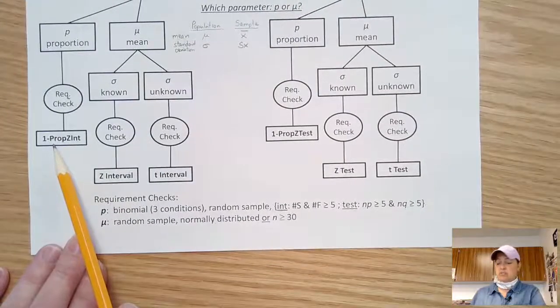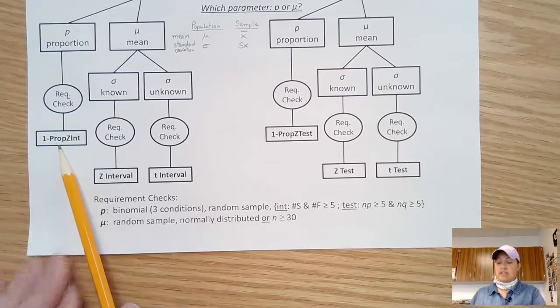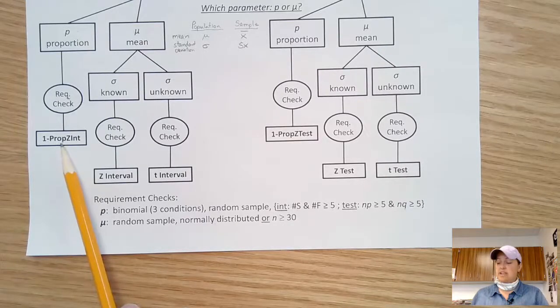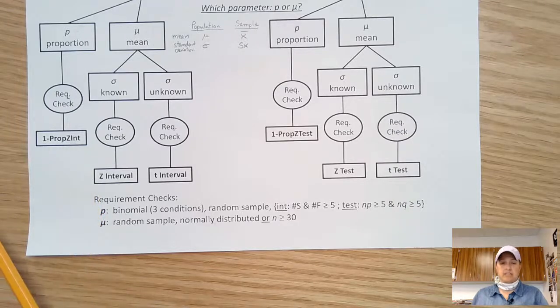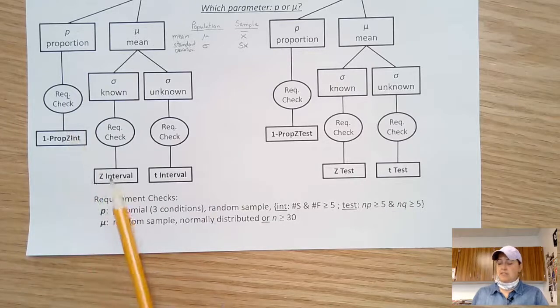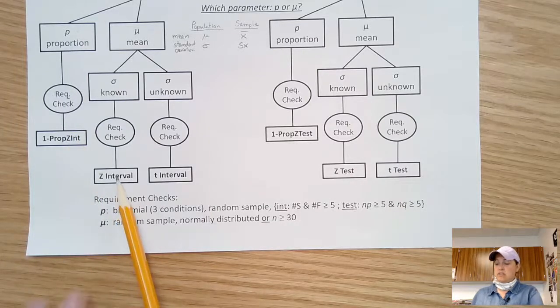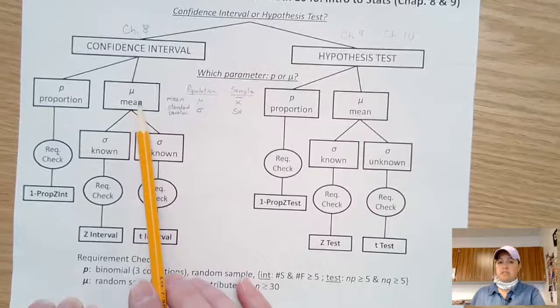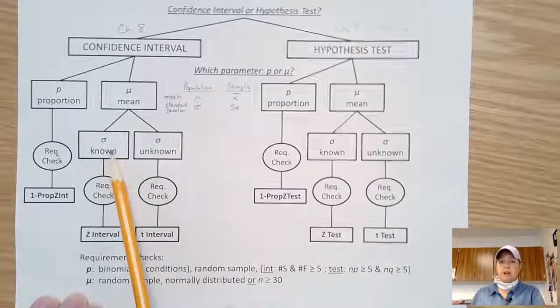So when you go to your list of tests on the stats, you're going to come over here and it'll say 1 proportion Z interval. That's the one that you want to use if this is your situation. You use the Z interval when it's a mean and you know the population standard deviation.